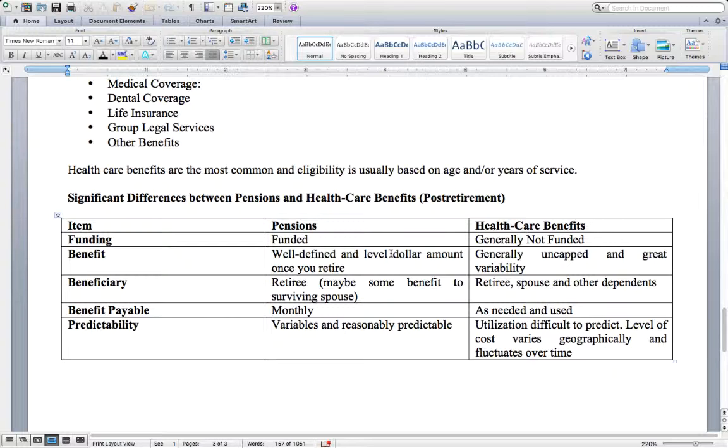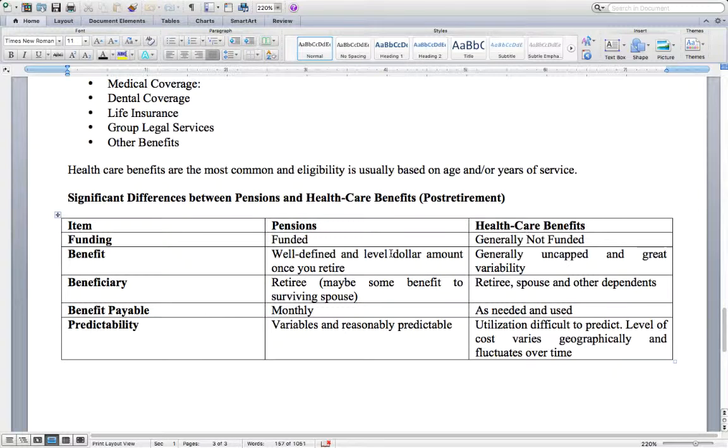First, there is a difference in the funding. Second, the benefit that is being paid: while under pensions it is well defined, under healthcare it's generally uncapped, and there's a lot of variability. You may not always use the benefits. One year you may go to the hospital 3 times, and the next year you may not go to the hospital at all.